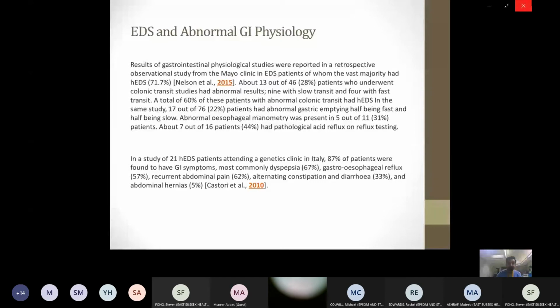In another study in 2010, carried out on 21 hypermobile type EDS patients in Italy, 87% of the patients were found to have GI symptoms, most commonly dyspepsia, followed by recurrent abdominal pain, gastroesophageal reflux disease, alternating constipation and diarrhea, and abdominal hernias.